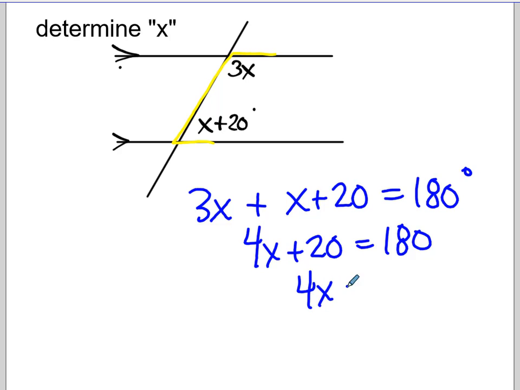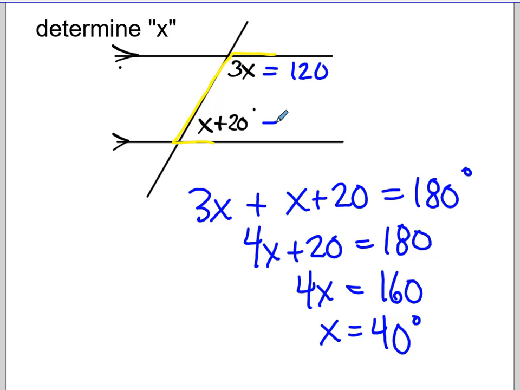I'm going to leave off a few steps here just for the interest of speed. So x would have to be 40 degrees, which means this one up here would be 120 and this one here would be 60, and if you notice, those two added together is 180.